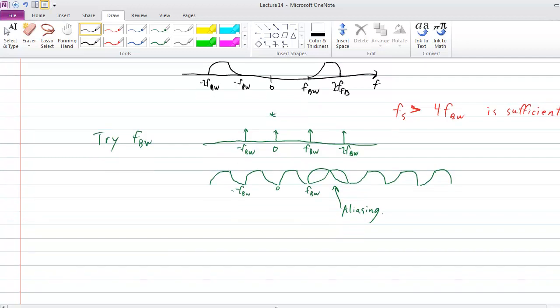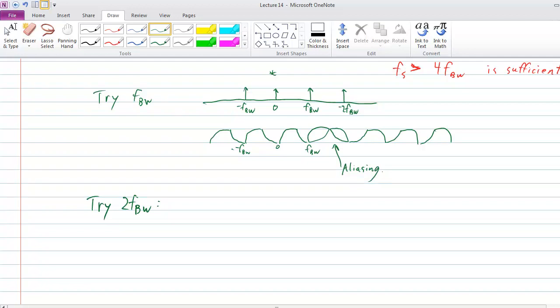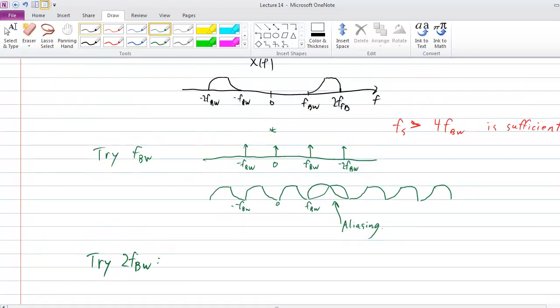Okay, so let's try this. 2F bandwidth, which would have been, okay, yeah, 2F bandwidth. All right, so now what we have is convolving with something like the following. We have these things now at 2F. See, I have a minus here I shouldn't have. Okay.